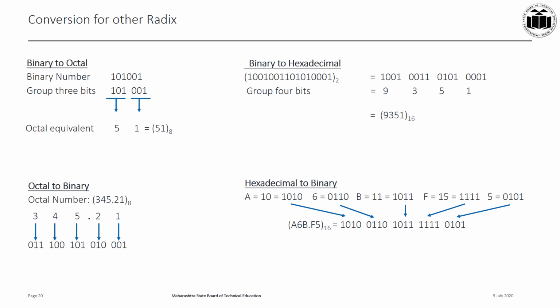You can see that in the example given for the octal number 345.21 to the base 8. Similarly, hexadecimal to binary. For hexadecimal to binary, convert each hexadecimal digit into the 4-bit binary word, and you get the binary representation of the hexadecimal number. The example of A6B.F5 hexadecimal number is given on the slide.